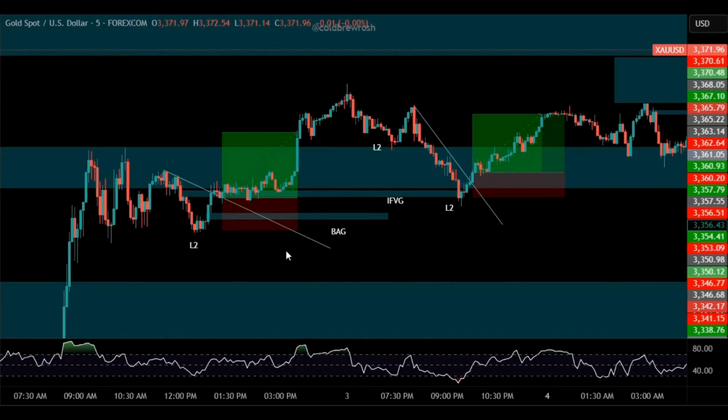I call it a bag. You get a breakaway gap, and that gives me confirmation the price is not going to retrade back into this gap. And so I'm confident to take my trade.